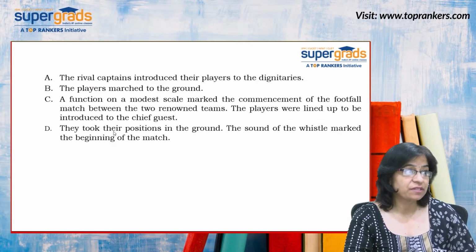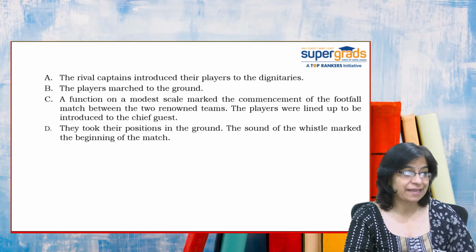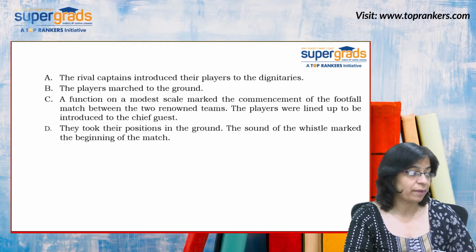The rival captains introduce their players to the dignitaries. The players march to the ground. A function on a modest scale marked the commencement of the football match between the two renowned teams. The players were lined up to be introduced to the chief guest. They took their positions in the ground. The sound of the whistle marked the beginning of the match.